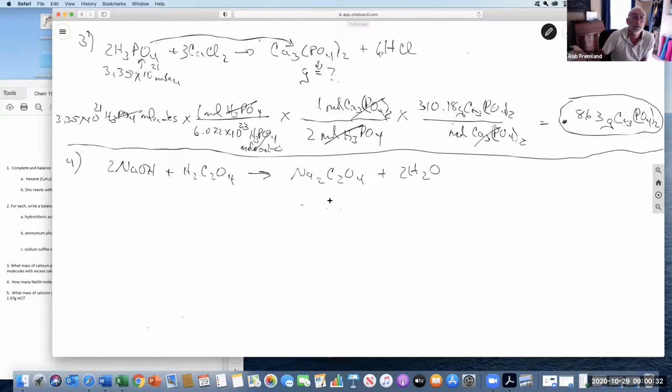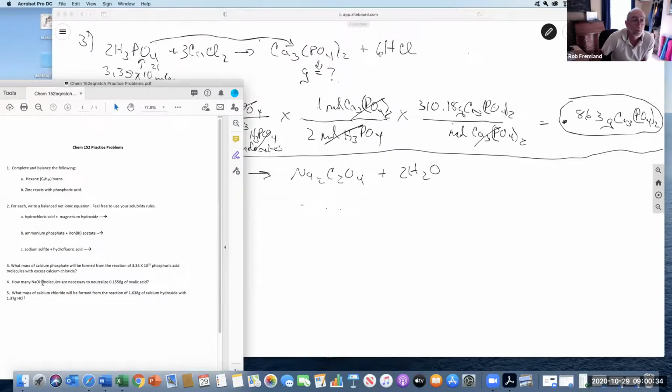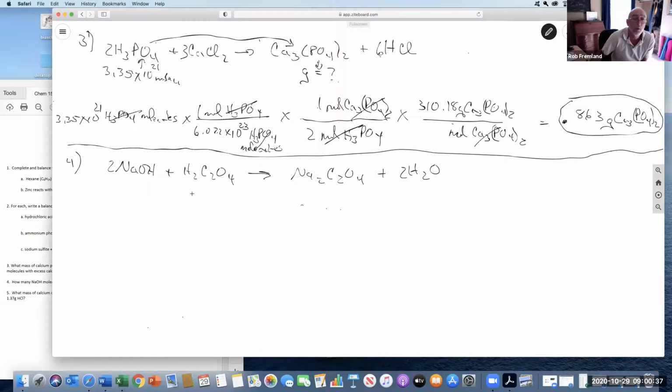Balance, so we get a 2 and a 2. Then you're told we want to find molecules from grams. So we have 0.1558 grams. We want to find question mark molecules. Okay, and so that means our answer is going to be NaOH molecules. So we're always going towards the question mark. So we're going to get to moles here, like that.